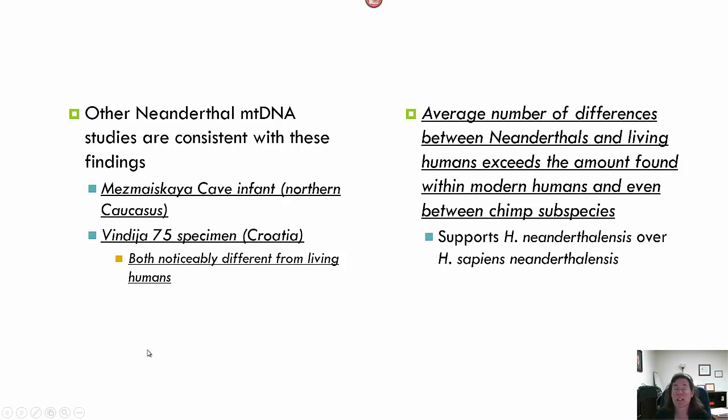Other mitochondrial DNA studies of Neanderthals are also consistent with these findings. Once again, the average number of differences between Neanderthals and living humans exceeds the amount found within modern humans and even between chimp subspecies. This supports the designation of Homo neanderthalensis as an actual species versus as a subspecies of humans.